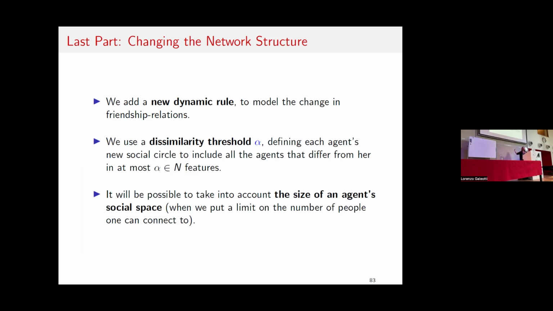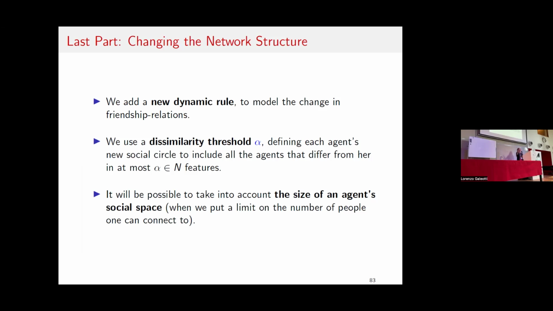So they should be similar enough to you to become your friends. It's also related to what is studied in the social science literature under the chapter of homophily, where you become typically similar to your friends, but you are also being influenced by your friends on the basis of similarity. So we use a threshold here to trigger when agents add other agents to their social circle, depending on how similar they are.